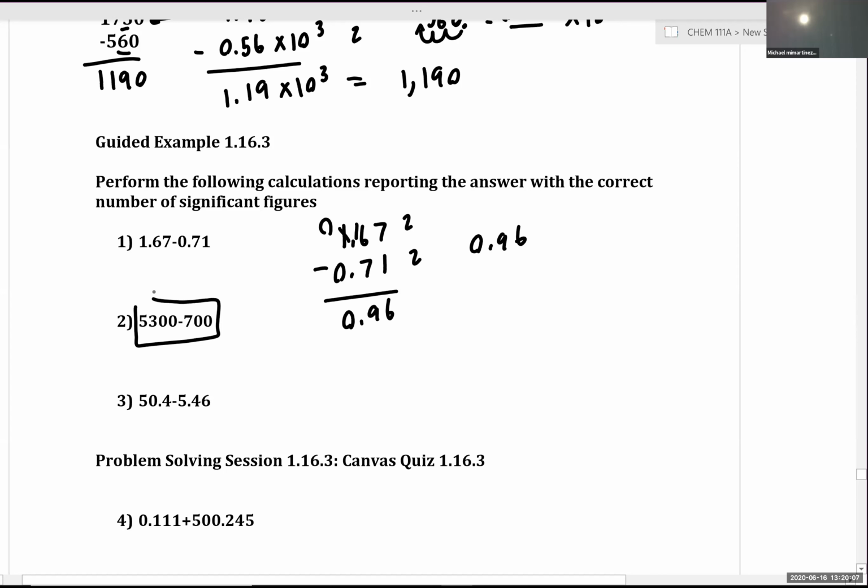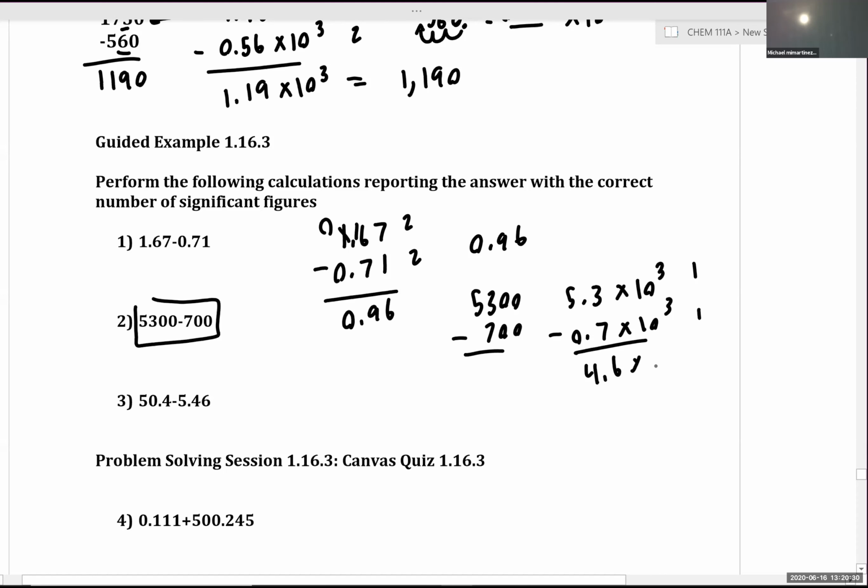So 5,300 minus 700. We're going to write this as 5.3 times 10 to the third minus 0.7 times 10 to the third. We see both of these numbers have one decimal place. So we get 4.6 times 10 to the third.